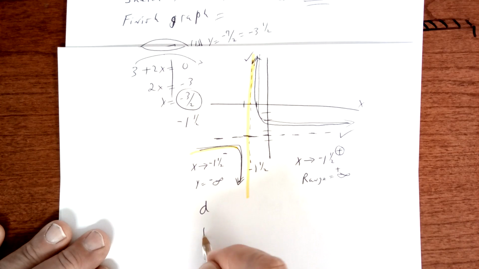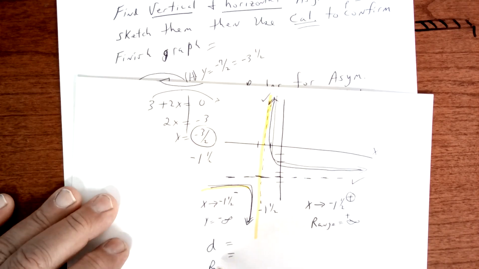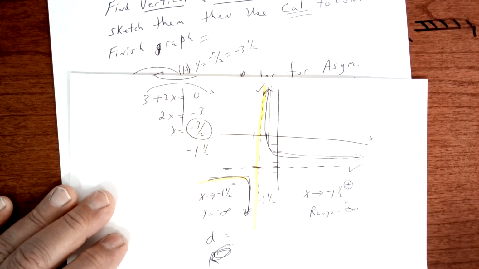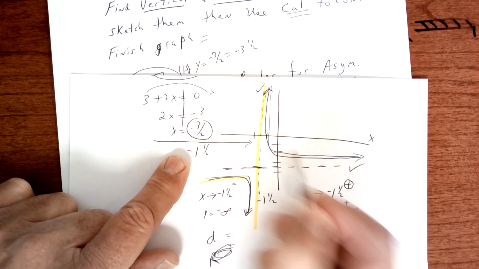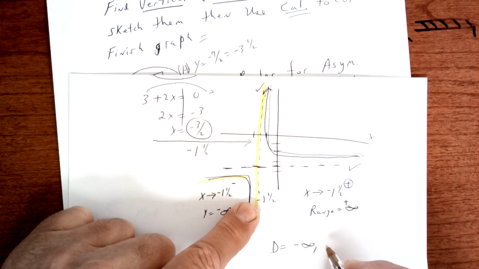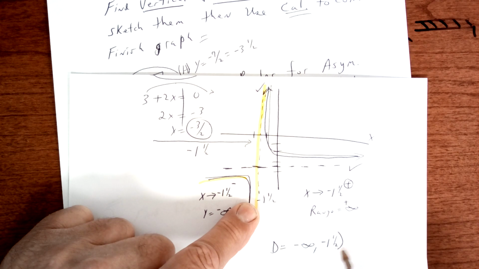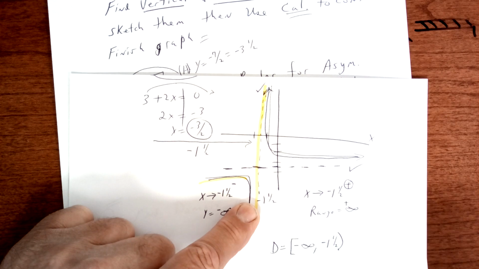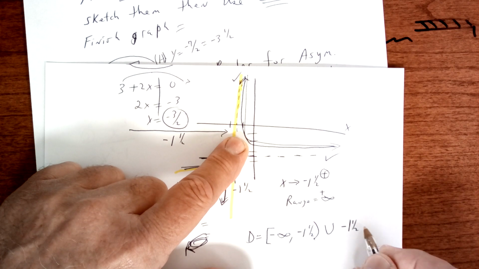Okay? Now another question is, what is the domain and the range? Domain and range. Let's talk about that. Let's just talk about domain for a minute. The domain is going to be from negative infinity all the way up to this line. So the domain would be negative infinity all the way up to negative 1.5. It's not including this one, so you put parentheses, but it is including that one. And then union, and then it's going to go from negative 1.5 all the way to positive infinity.